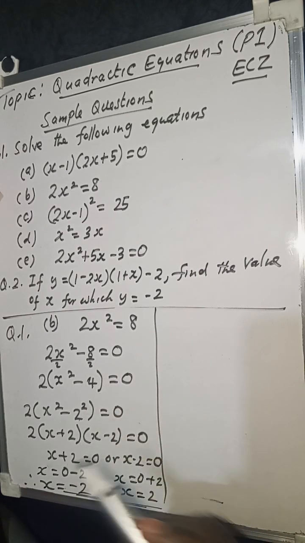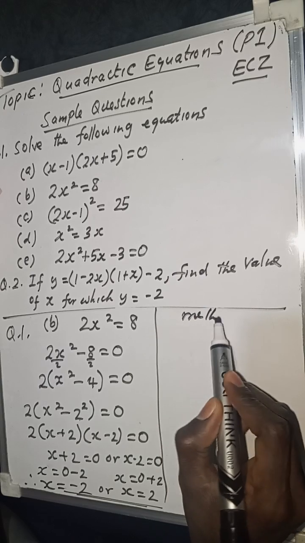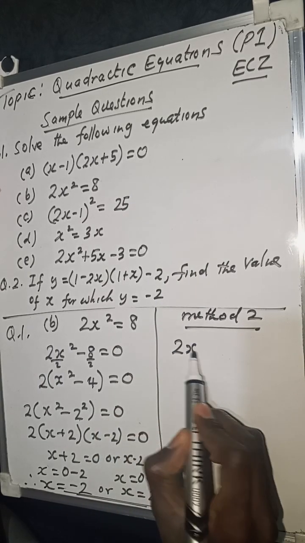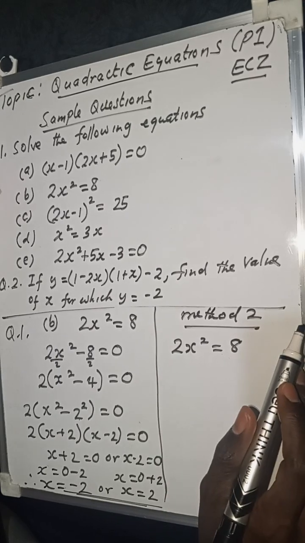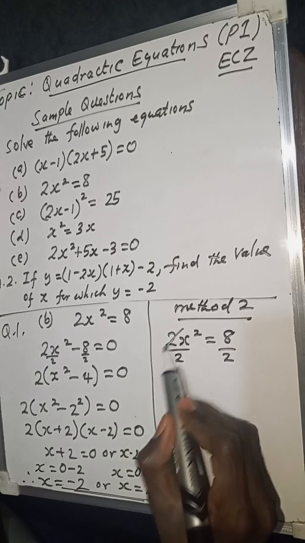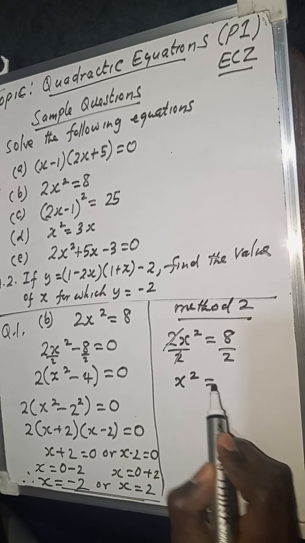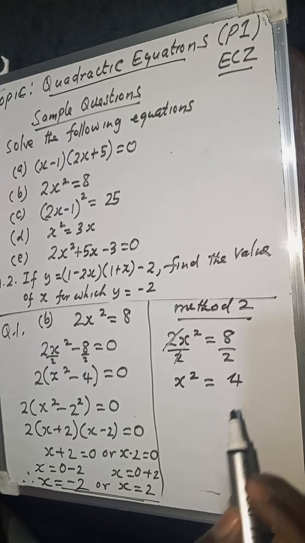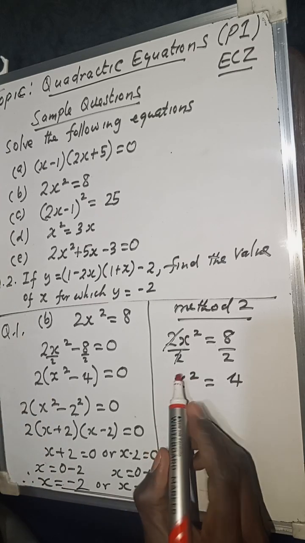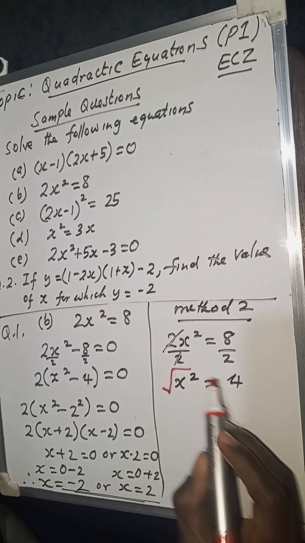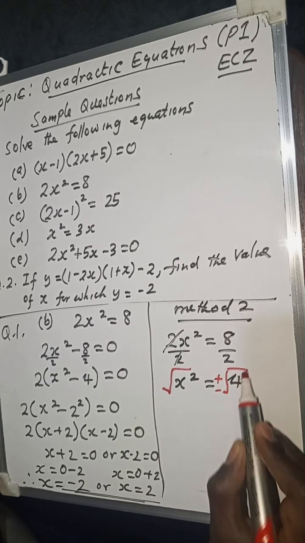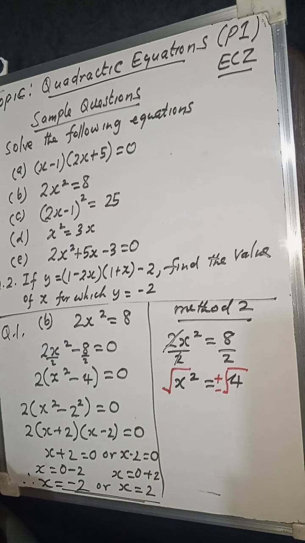If you wanted, you could have used this one, but maybe you would love method 2. For method 2, 2x squared is equal to 8. What you simply do there is first of all, you divide by 2. That will give you x squared is equal to 8 divided by 2, which is simply 4. Then from there, you need now to get rid of the square by introducing the square root. But remember, when you introduce the square root this side, it's supposed to be positive or negative. Don't forget that.